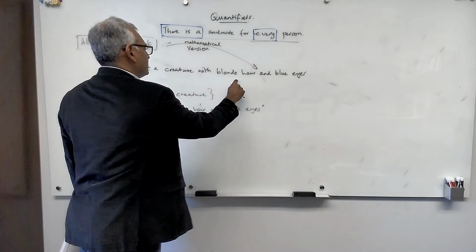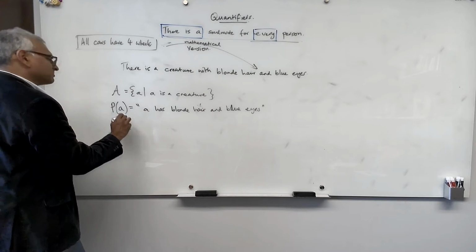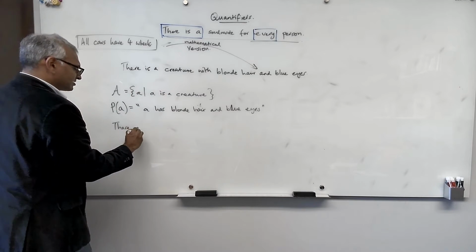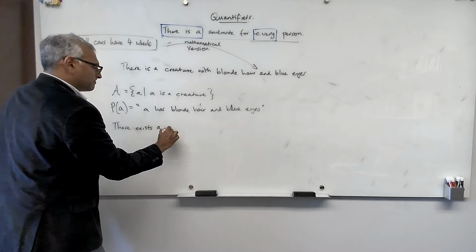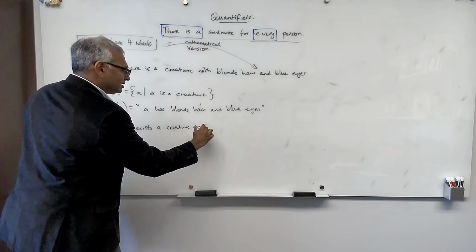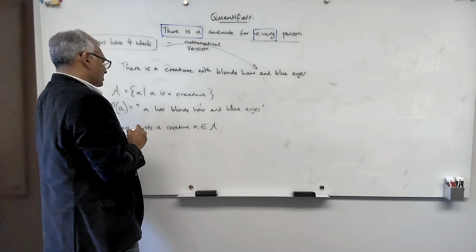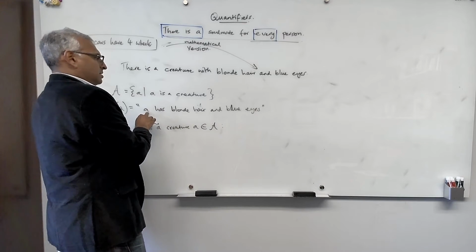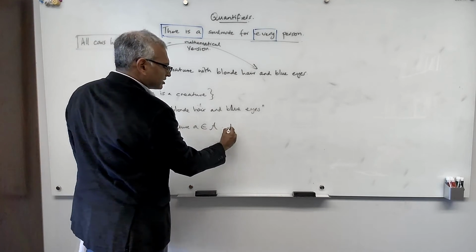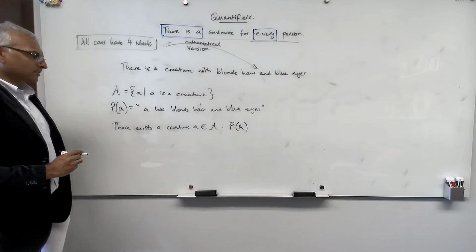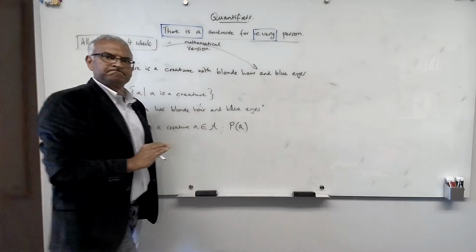And now what is this saying? Sometimes we say there exists; there exists is the same as there is. There exists a creature a in the set of all creatures for which, or such that, that creature a has blonde hair and blue eyes, so for which we're going to assert P of a. Okay. So here's a formal way of making exactly that claim.